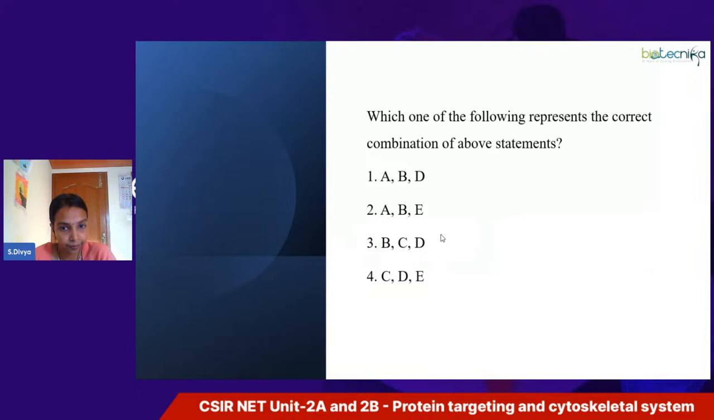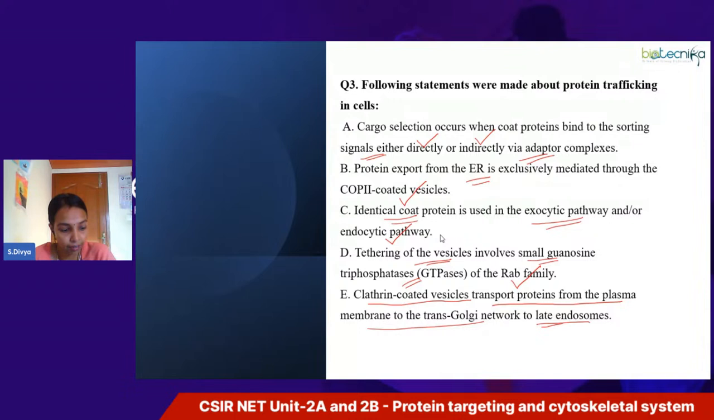Showing you the statements once again, if you want to have a look into the statements. Read the statements carefully, all the statements. Maybe what you think necessarily may not be correct.